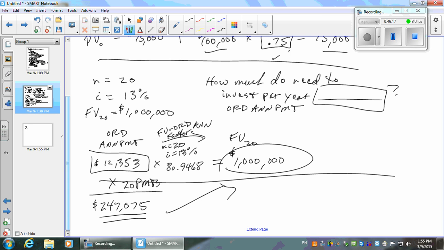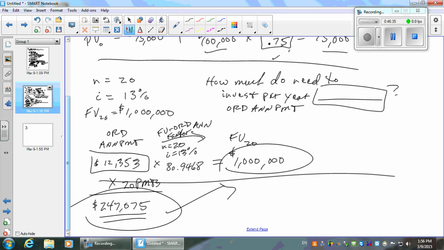$1 million. Investing is a wonderful thing. Now this is 13%. It's a good return, isn't it? But the stock market has earned that over the last 30 or 40 years. It's pretty good. Don't put your money in a savings account. Don't put all your money in the house. Don't put your money in cars. They go away. It's a waste of money.